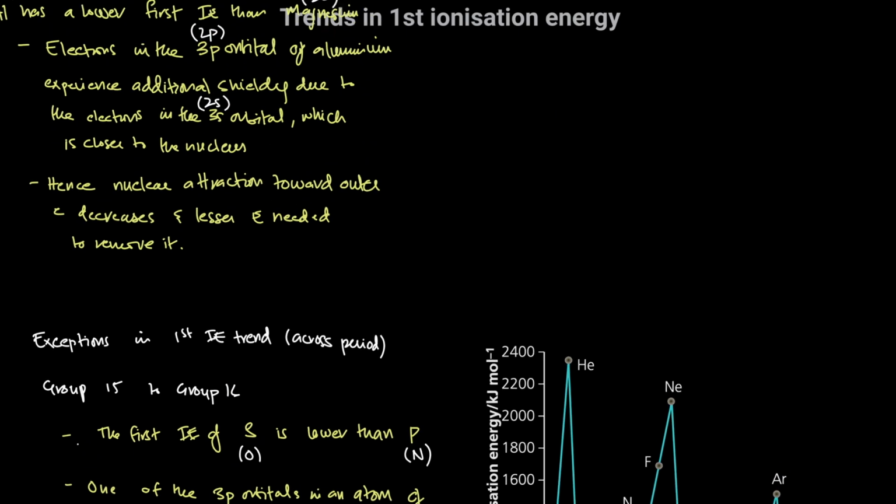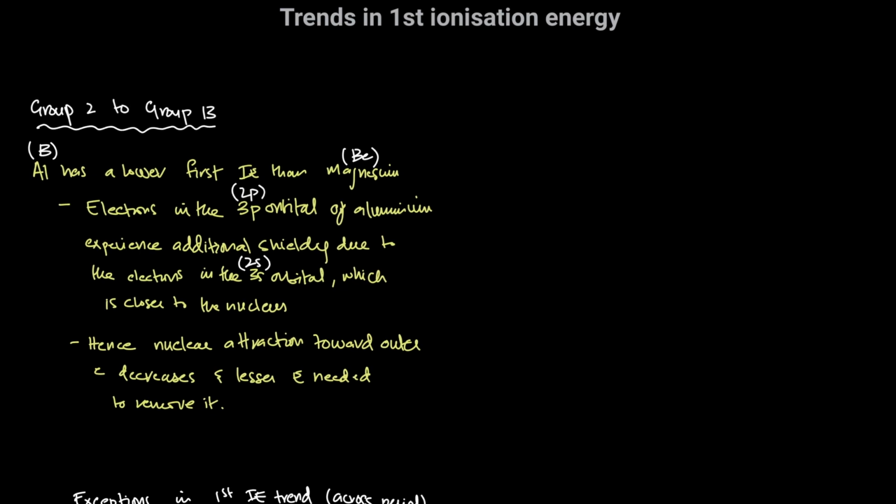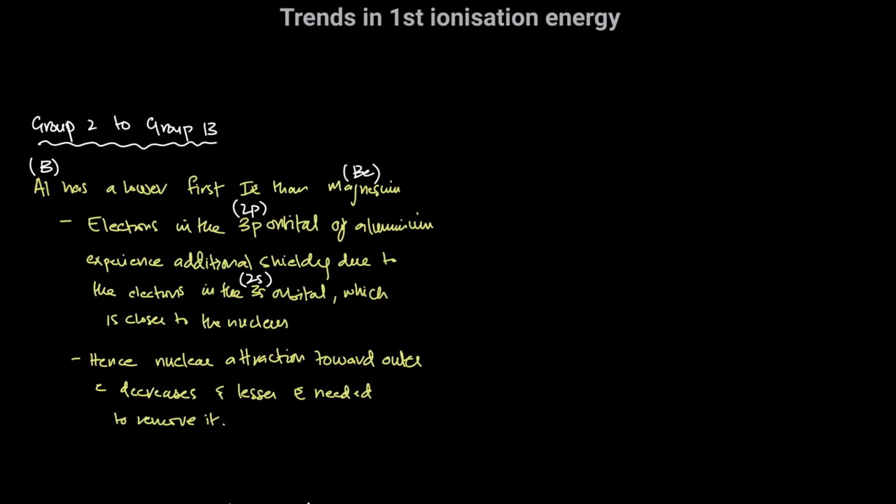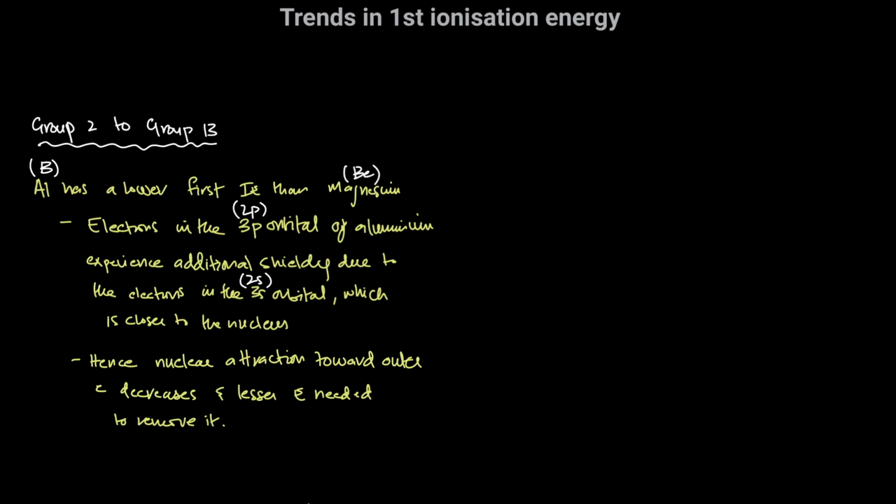Very similar idea applies to the other exception that we learned about, which was from group 2 to group 13, right? Here what we saw was a decrease in the first ionization energy from group 2 elements to group 13 elements, and that was because of electrons in the p orbitals experiencing additional shielding from electrons in the s orbitals. Again, this additional shielding outweighs the increase in nuclear charge. Okay? So explicitly mention that if you're asked to explain these exceptions, right? It outweighs the increase in nuclear charge.